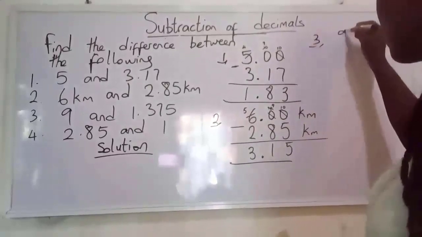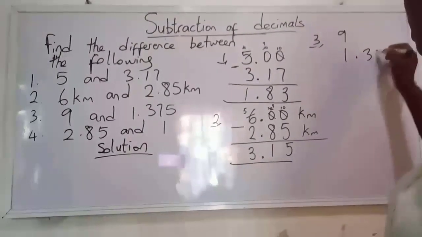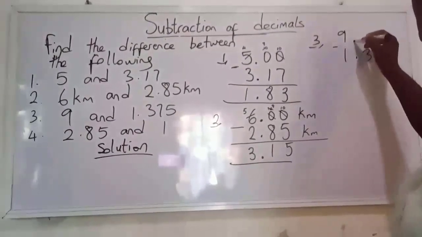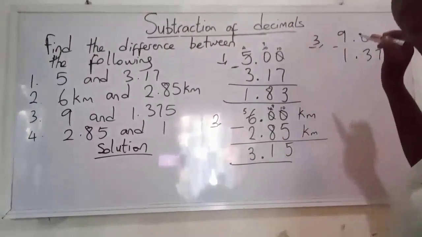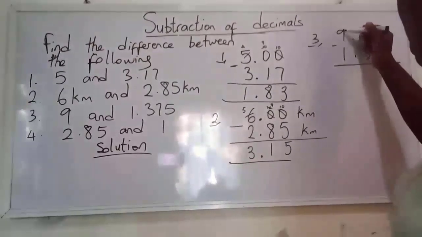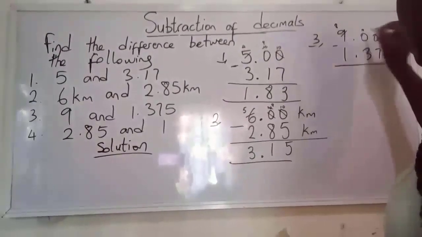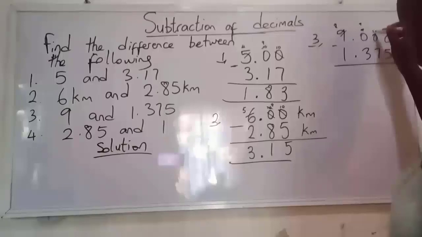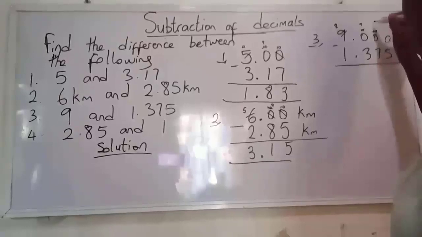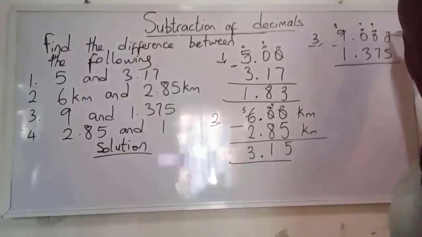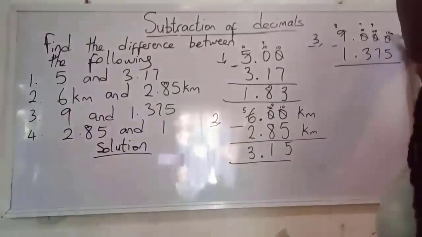Let's see number 3. Number 3, we have 9 and 1.375. Hope you're following. Same thing we did for these two is what we will do. Put our zeros. Now having put the zeros, again I borrow from here. I borrow 1 from here, becomes 8. And I put it here, it becomes 10. I borrow from here, it becomes 9. I put it here, it becomes 10. But I need one number here, so what do I do? Again, I borrow. It becomes 9, and here becomes 10. I'm cancelling the zeros so you don't get confused. So what we have here is 10.